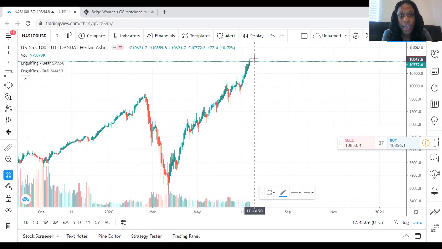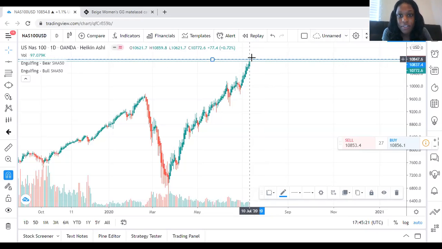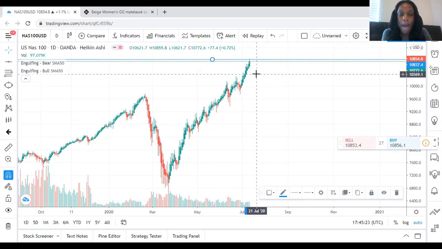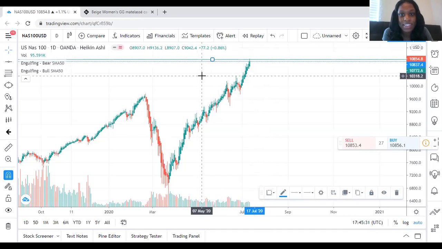So I'm going to put a horizontal line up here. The reason why I put it on the top already is because when the market opens, I want to see where price opens. I want to see if price opens above or below. If price opens below, that's going to give me an indication, and if price opens above, that's going to give me another indication. So it's basically setting your zones.